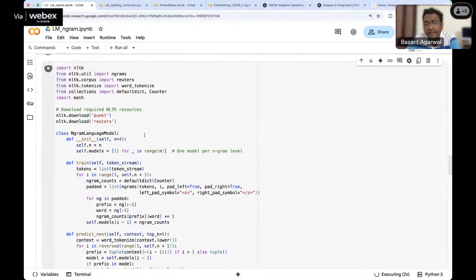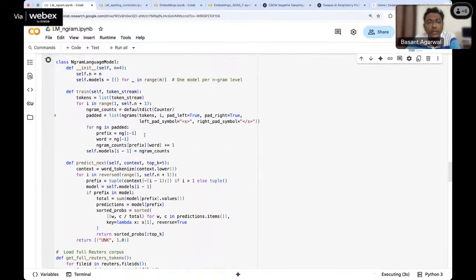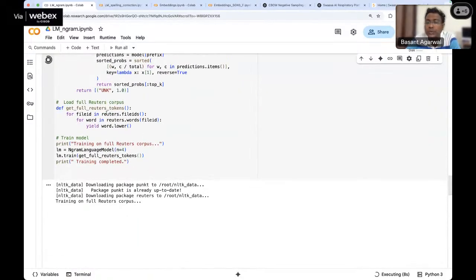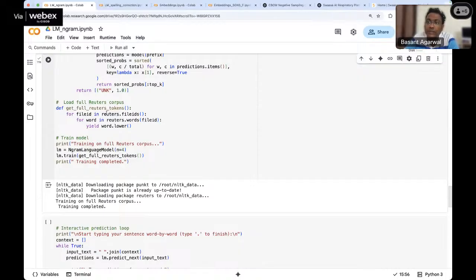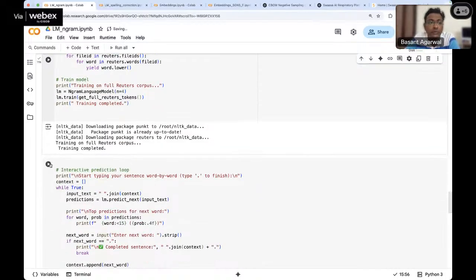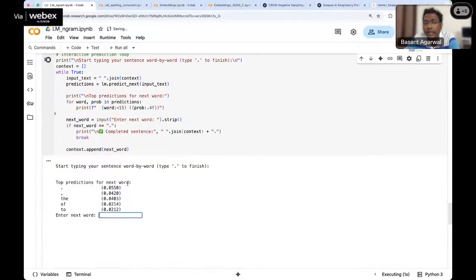It's the same thing, but we have implemented it to make it an interactive function. And we have used the Reuters database instead of the Brown data, just to see what predictions we get if we change the data. Basically, as is intuitive, it will change based on the corpus, because we are just estimating the likelihood of the words based on the corpus.